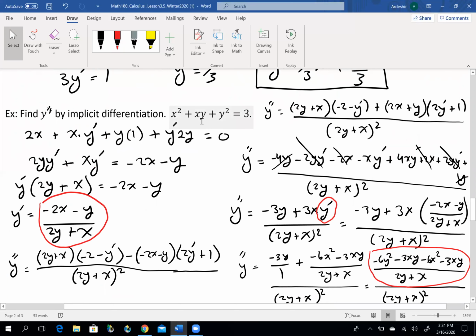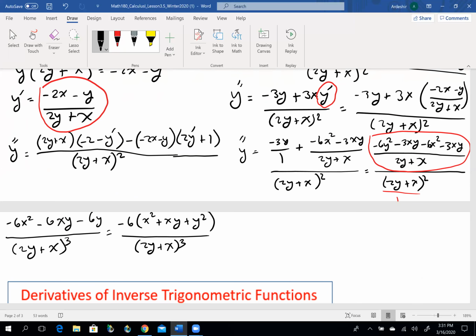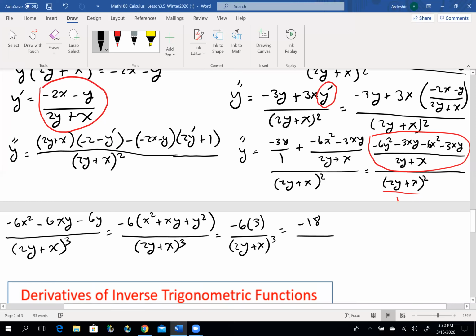Again, guys, what was x squared plus xy plus y squared equal to? Equal to 3, correct? So I can now replace this by 3. So it's going to be negative 6 times 3 over 2y plus x cubed. Negative 6 times 3 is 18, so it's going to be negative 18 over 2y plus x cubed. So this is actually y double prime.